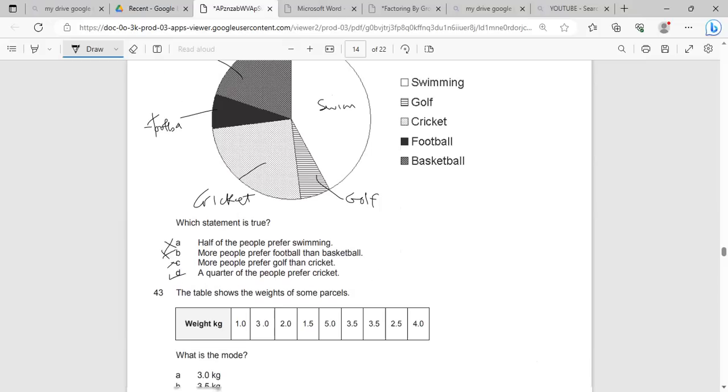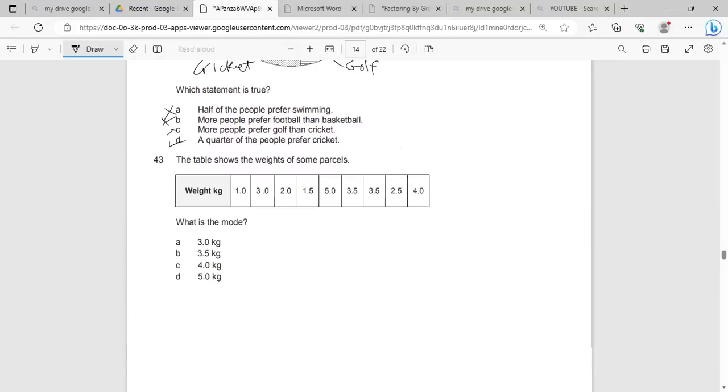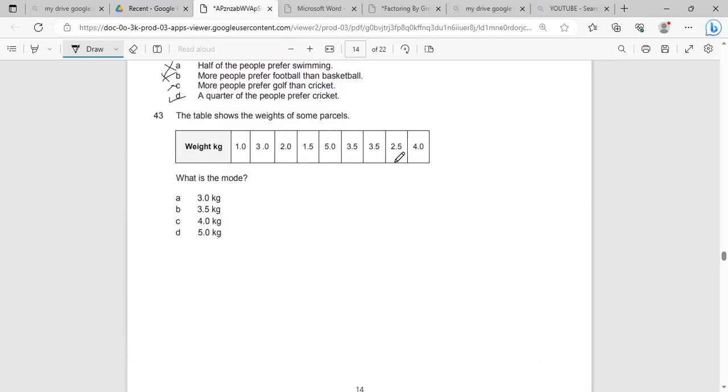43, the table shows the weight of some parcels. What is the mode? The mode is the number that occurs the most. So definitely 3.5, I'll go with that. No other number occurs more than once except 3.5. All right, so there we have it.